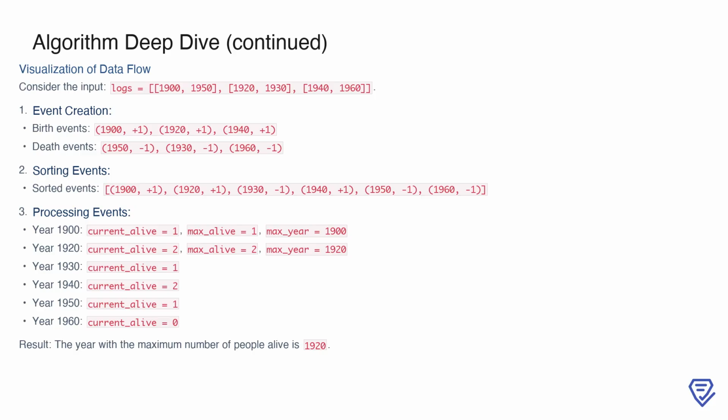Now, processing these events step by step, we track the number of people alive. At year 1900, one person is alive. By 1920, the count rises to 2, which becomes the maximum so far. At 1930, it decreases to 1, rises to 2 again by 1940, and then gradually decreases to 0 by 1960. The maximum population occurs in 1920, making it the year with the most people alive. This step-by-step processing illustrates the algorithm's accuracy and efficiency in identifying the correct result.